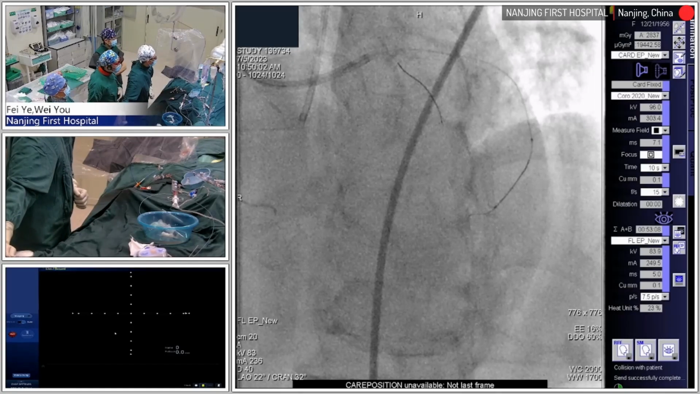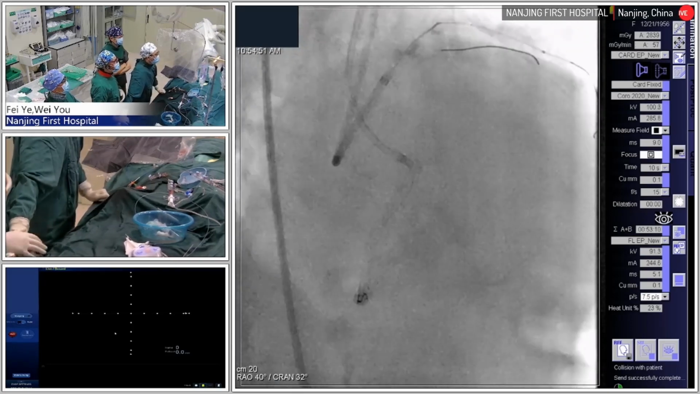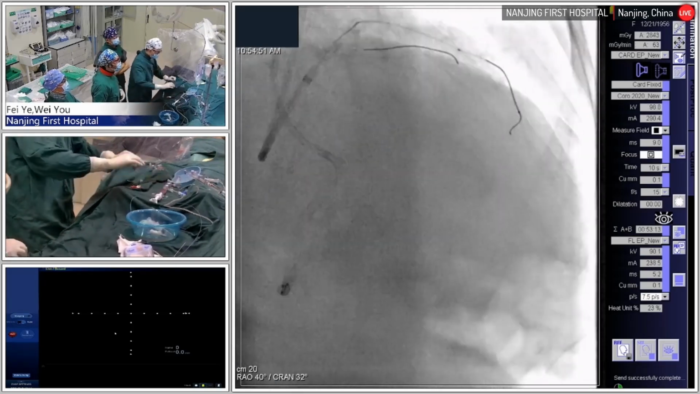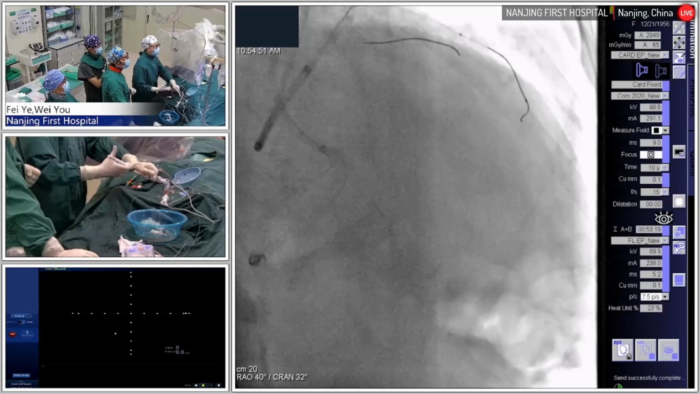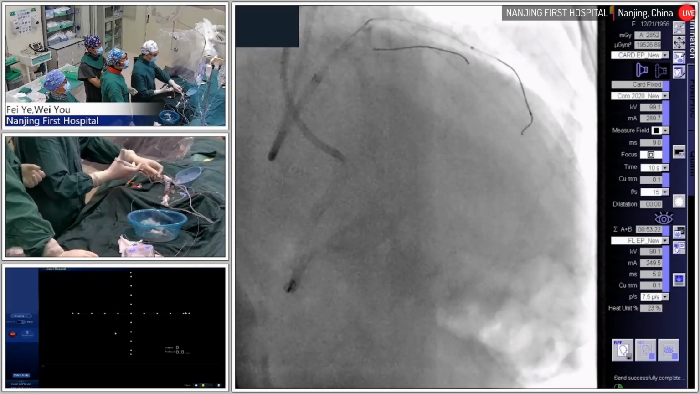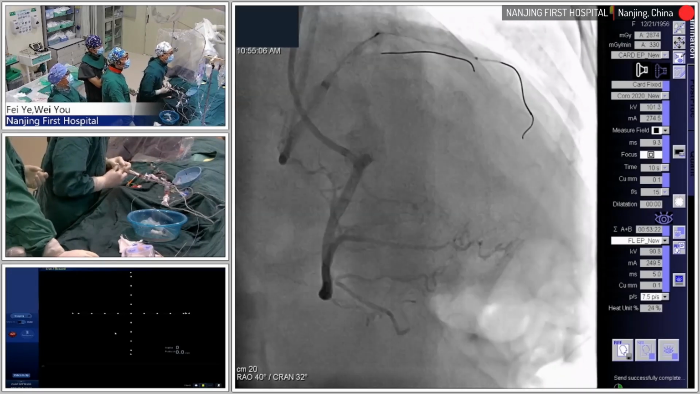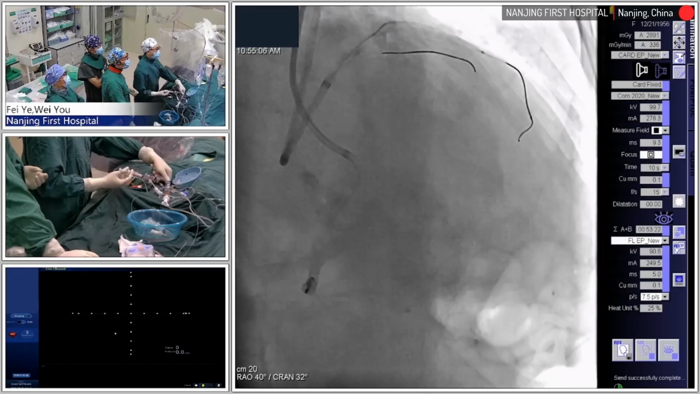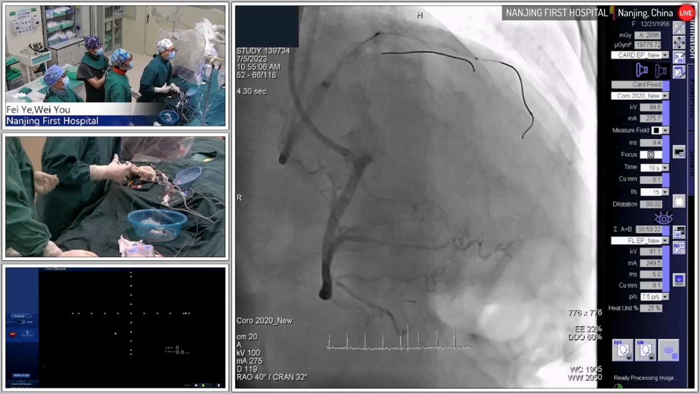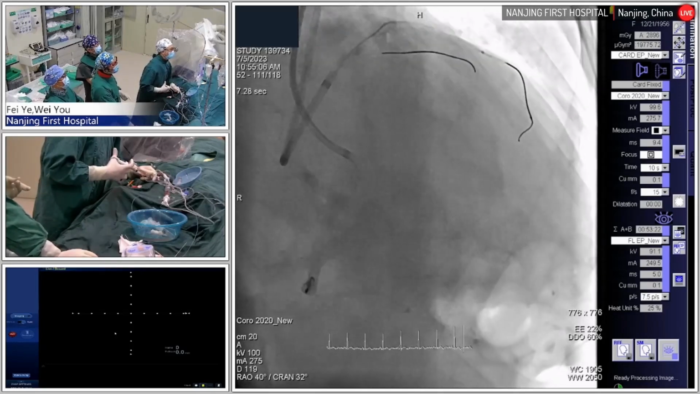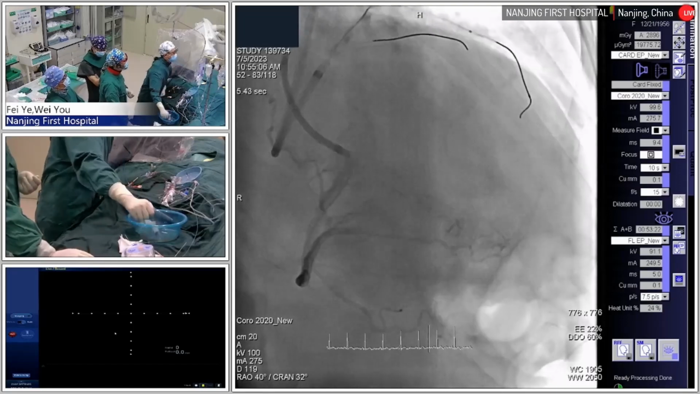I'll take a picture from the ICA. Not good, only TIMI 0, but it doesn't mean we don't have any choice. Look at the distal. I think maybe there is one branch, right? Yeah, try.